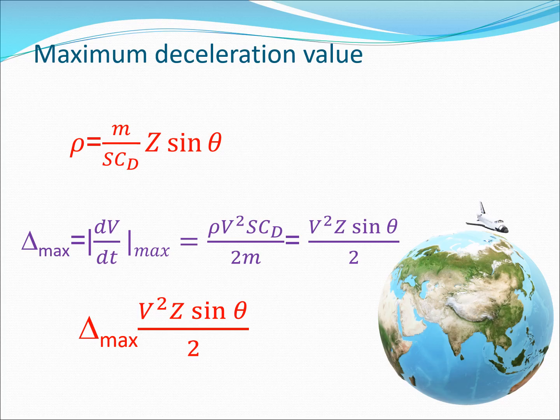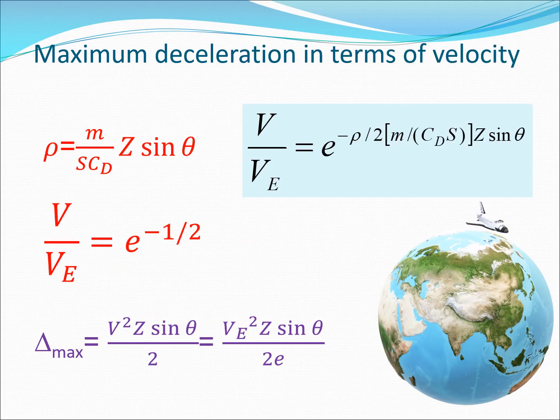So we now know the density at the point of maximum deceleration. We also, from our previous derivations in the last lecture, and I showed you this equation before, know the ratio of V by VE. Now, when I compare these two formulas, suppose I put rho into this equation here for V by VE, I will get a bunch of cancellation because you can see here m by SCD z sine theta is also here.